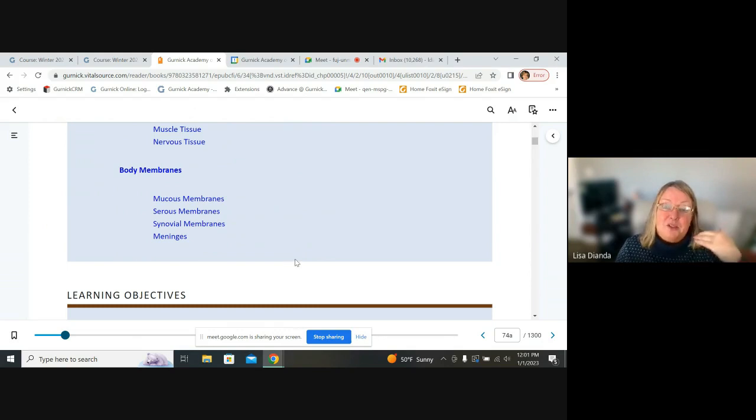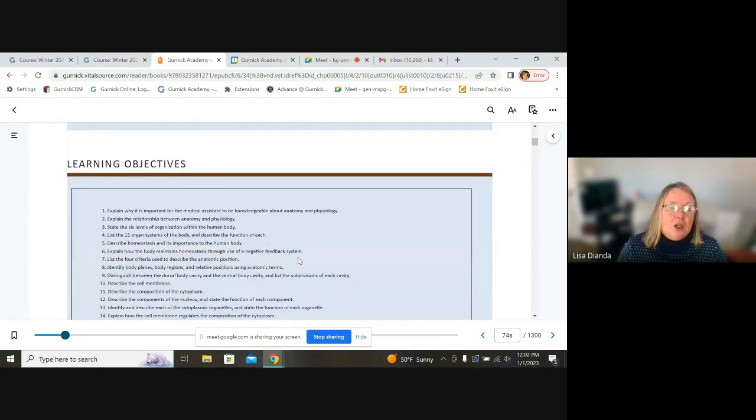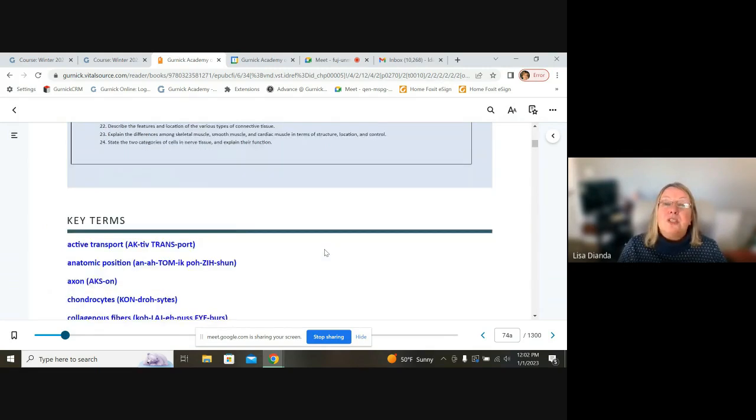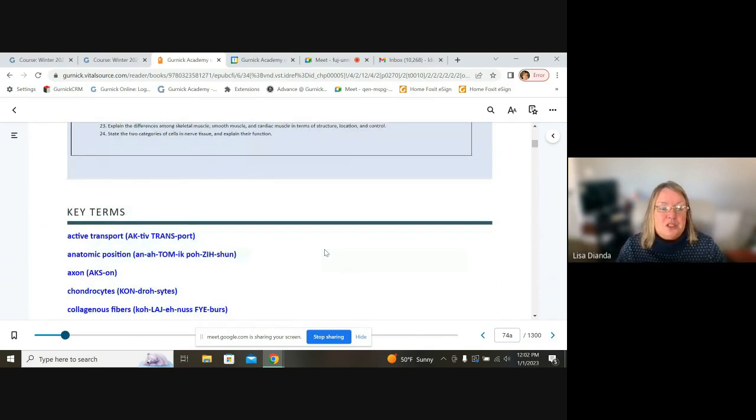Body membranes, their secretions, and how they take care of us. Okay. Learning objectives, not going to read through all 24 of these. You can read through them. It's good towards the end as you get closer to your quiz. Read through these, right? How many of them do you know? What are you familiar with? Guide your own study as you get closer and closer to your test.